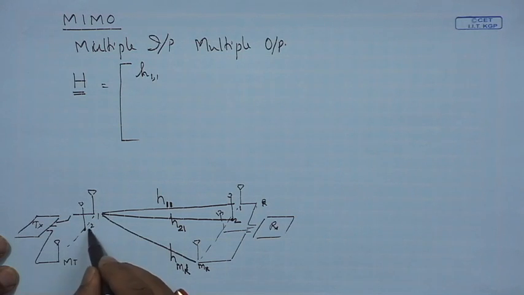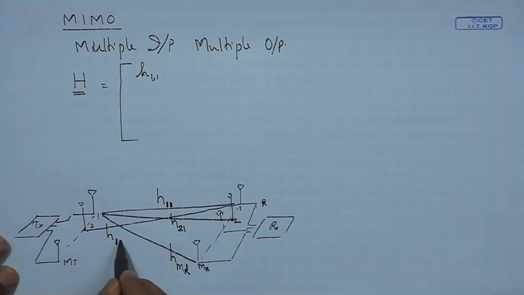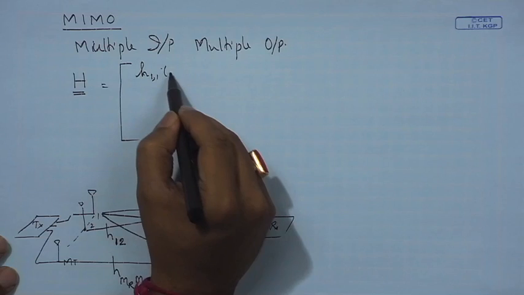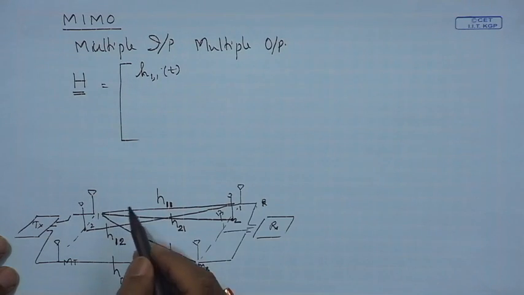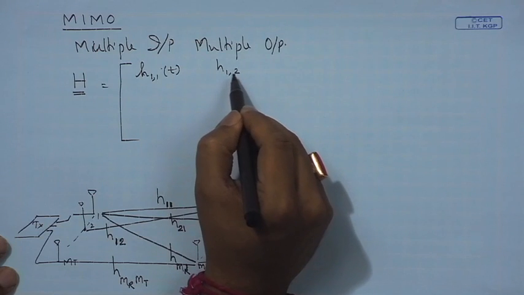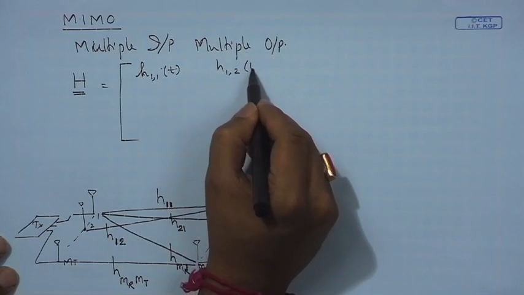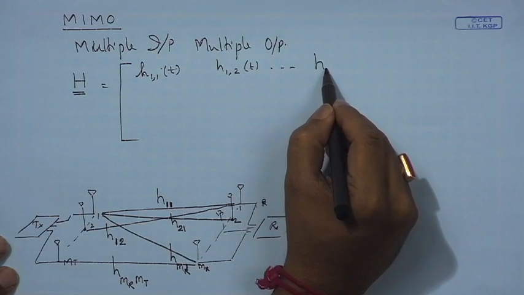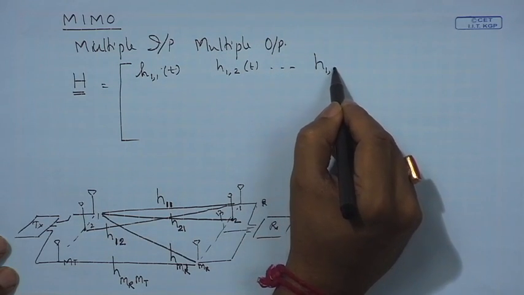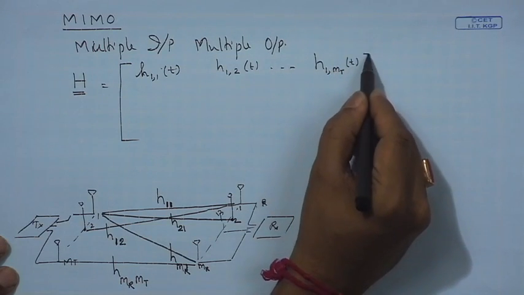Whereas this link is denoted as H, which is received in antenna number 1, transmitted from antenna number 2. And this link is H received in antenna number MR, transmitted from antenna number MT. So this is how the typical link description would happen. So here H11 means this particular link. It is tau comma T. I can simply write H of T, and then H1 comma 2, which would mean received in antenna 1, transmitted from antenna 2 of T, and so on up to received in antenna number 1, transmitted from antenna number MT, function of time.